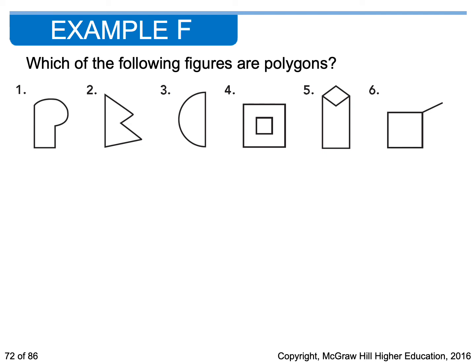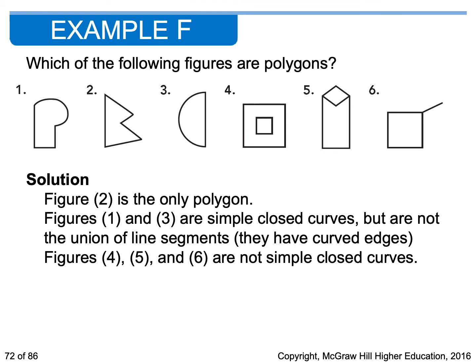Right, so your polygons are going to be only on number 2, because number 2 is the only one that has sides. 1 and 3 have curved sides, so it's not a polygon. It's not a line segment.